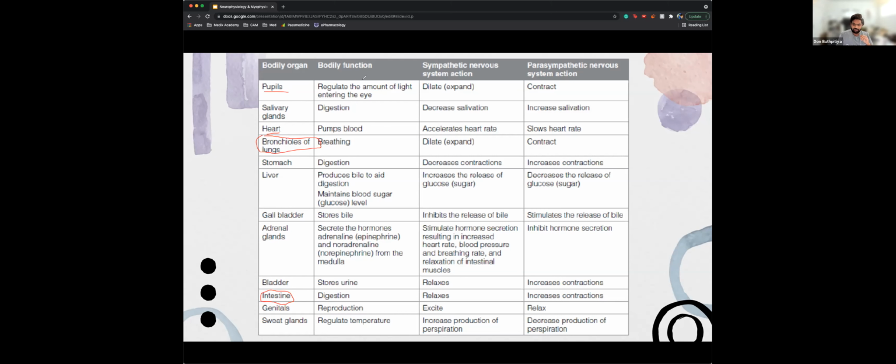Please don't go around and memorize all of this, right? It's better to try and understand what's happening, and then you can think of it pretty broadly. So pupils, for example, if we're in our fight or flight mode, we're going to dilate them because we want to see more. Whereas in the parasympathetic, they're going to contract, right? And you can sort of work through this table.